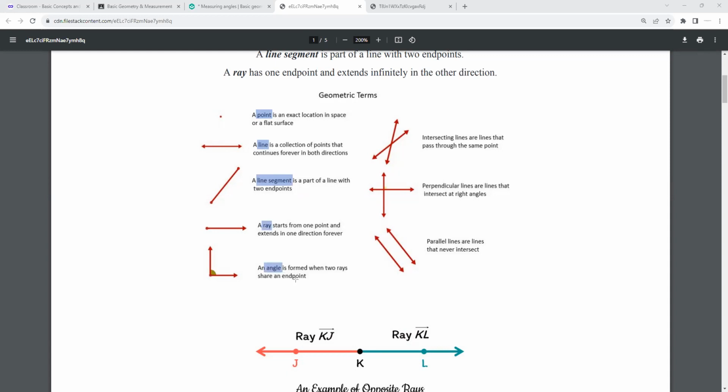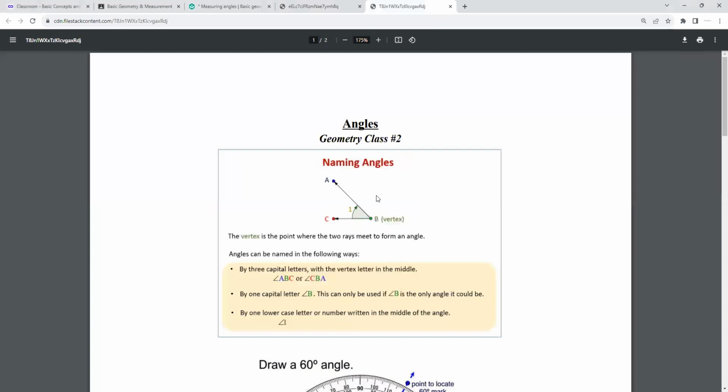An angle is formed with two rays that share a common endpoint. You can see here that the ray has an endpoint and goes infinitely in one direction. Line segments have two endpoints. And like I said, lines go infinitely in both directions. Intersecting lines make an X. They also make what is called vertical angles, which are congruent to each other. And perpendicular lines make a T. Right angles are 90 degrees. And parallel lines never intersect, but they go in the same direction, and they make straight lines, which are 180, which you will also learn when we're going over angles.